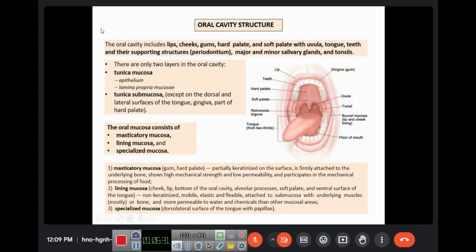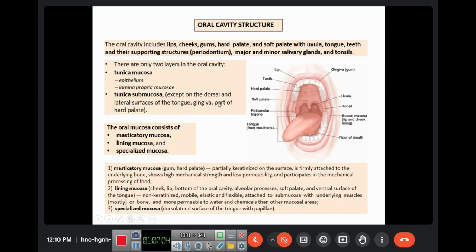So, oral cavity structures are lips, cheeks, hard and soft palate with uvula, tongue, teeth with periodontium, and also minor and major salivary glands and tonsils. There are only two layers in the oral cavity: tunica mucosa with no tunica muscularis mucosa, only epithelium and lamina propria mucosa, and in some cases tunica submucosa.